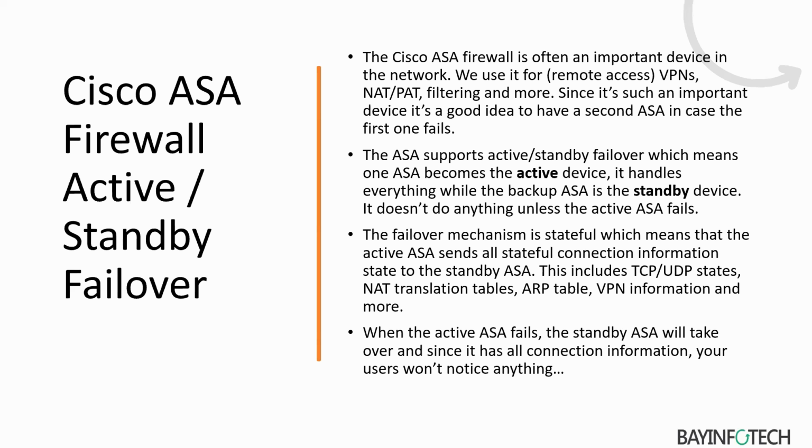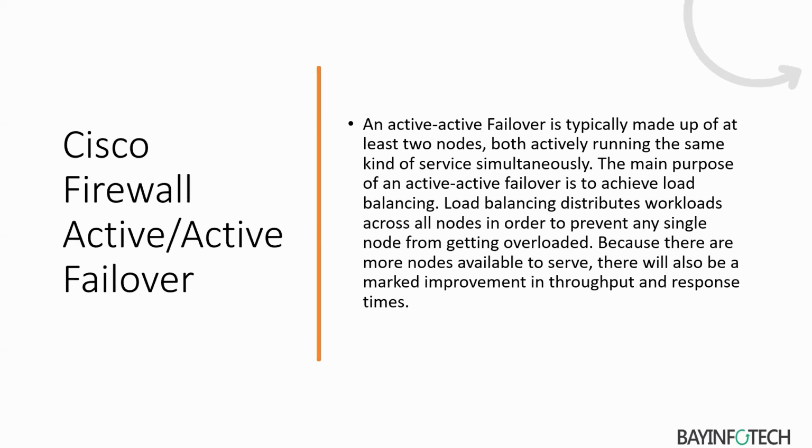Let's look at the Cisco ASA firewall in the active-active failover scenario. An active-active failover is typically made up of at least two nodes, both actively running the same kind of service simultaneously. The main purpose of an active-active failover is to achieve load balancing.